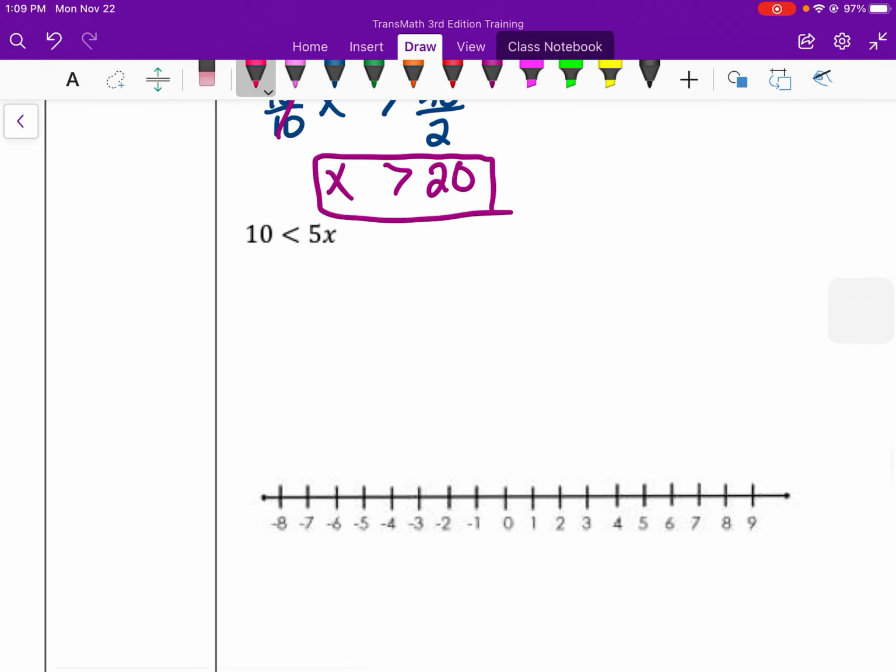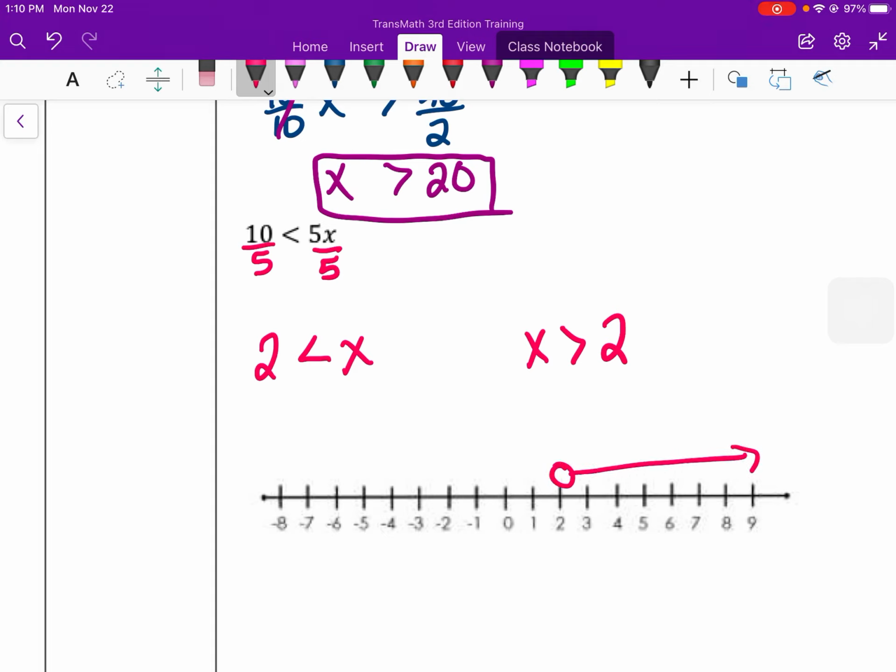One more. 10 is less than 5 times x. So to undo the multiplication, divide by 5. I get 2 is less than x. And then in order to graph this, I would rewrite it as x is greater than 2. It would be an open circle at 2, and I'd be going to the right.